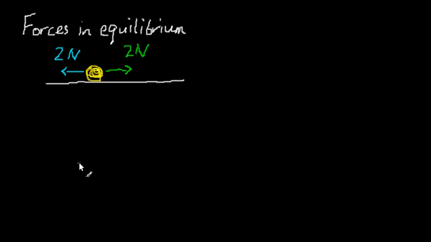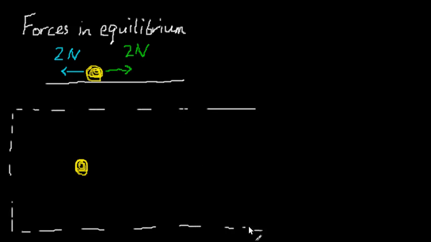So let's say this is my ball again, but this time I'm looking down from the top. So this is my table, and I'm looking down from the top. Just to make it easier to imagine, I have a table, maybe where I have my dinner or lunch. So I have a ball on my table.